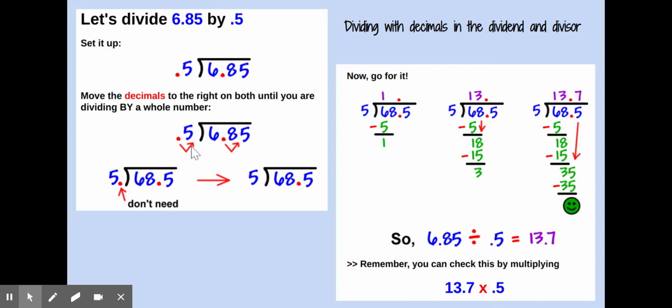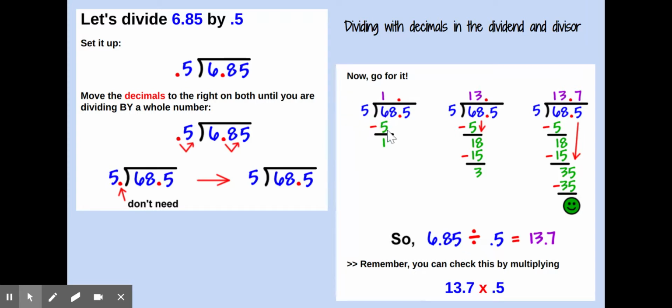If I move a decimal in the divisor, I have to also move it the same number of spaces in the dividend. So I'm making 5 tenths into 5, and I'm making 6 and 85 hundredths into 68 and 5 tenths. This decimal in the divisor we can now get rid of. We just divide like normal. We move our decimal up to the quotient. So 5 now goes into 68 and 5 tenths.